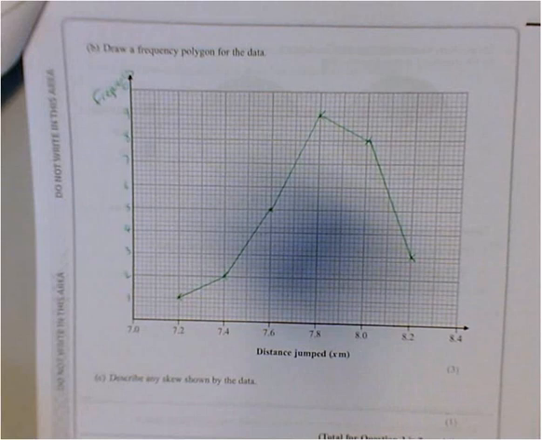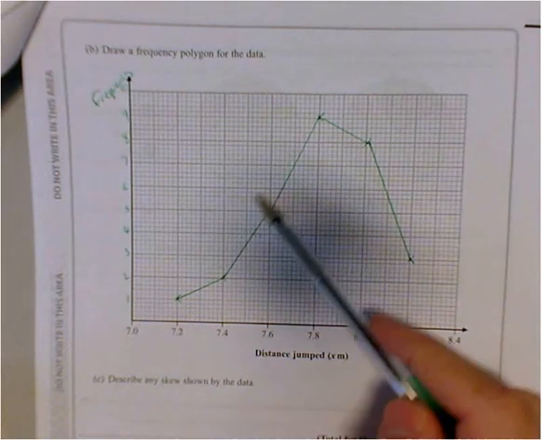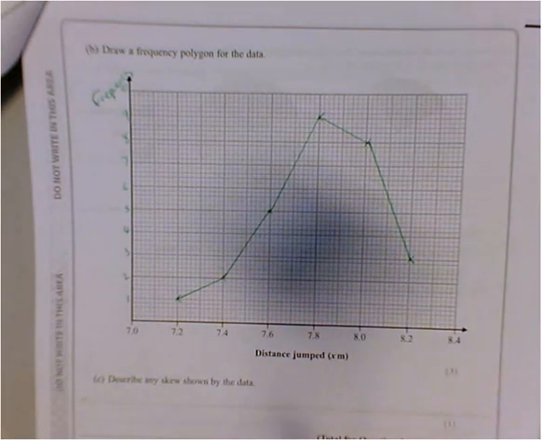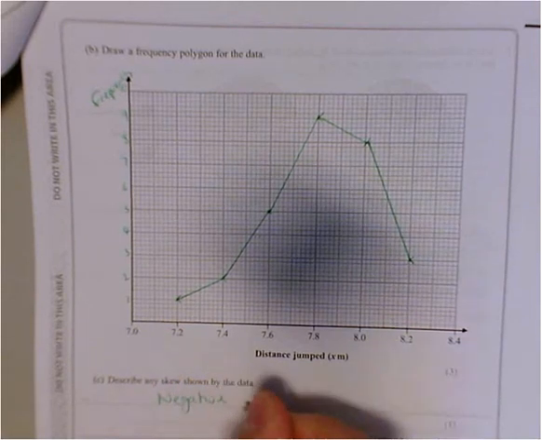Describe any skew shown by the data. It's got a tail that's coming off down this side, so that means it's a negative skew. The majority of data is on this positive side here. So negative skew.